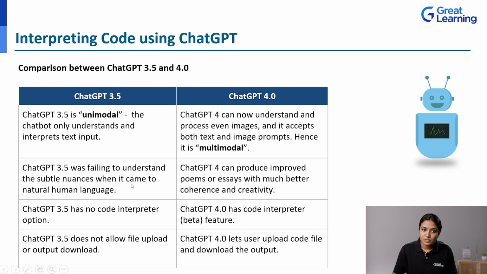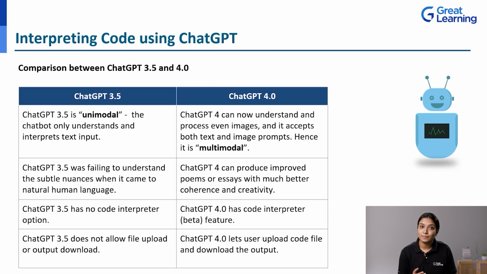ChatGPT 3.5 was failing to understand the nuances of natural human language. If you remember, while I was executing, I asked what is the efficiency and it gave the generalized answer. Efficiency is nothing but time complexity and space complexity. But once I changed the prompt to what is the efficiency of the above code, it gave me the answer. I apologize that I understood your prompt wrong, and this is the answer for your particular question.